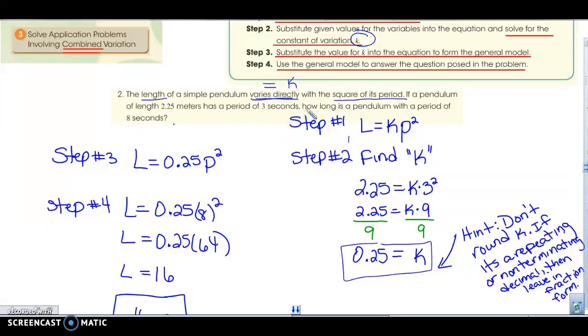As we read on in the problem, you realize they're asking you another question. How long is a pendulum with a period of 8 seconds? So how long? We're looking for the length.